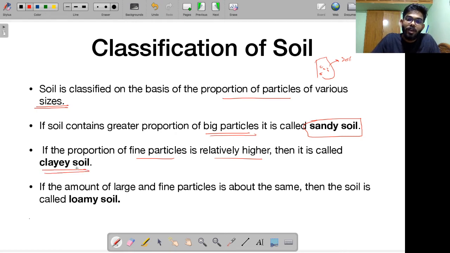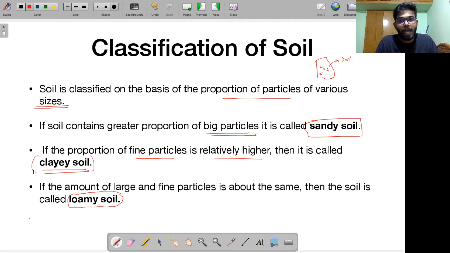Finally, you can obviously talk about a situation where the amount of large particles and fine particles are pretty much the same, right? A 50-50 amount may be present, and such a soil is called loamy soil. So this is how we classify soil into sandy, clay and loamy soil. This is terminology I am very sure you are familiar with in your physical geography and especially your Indian geography.